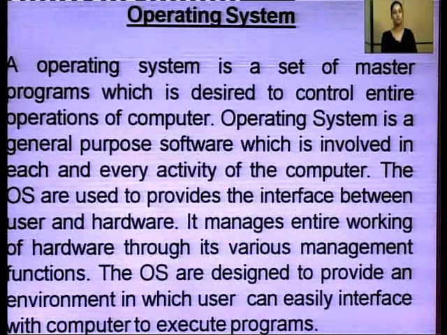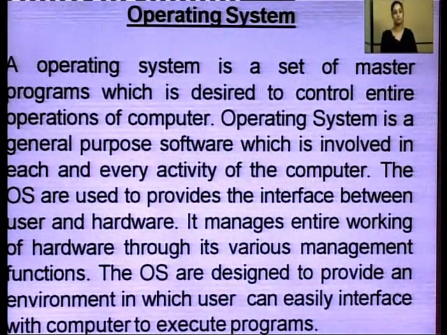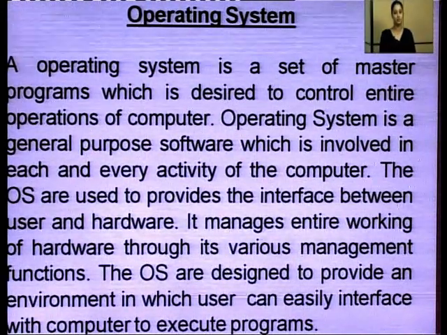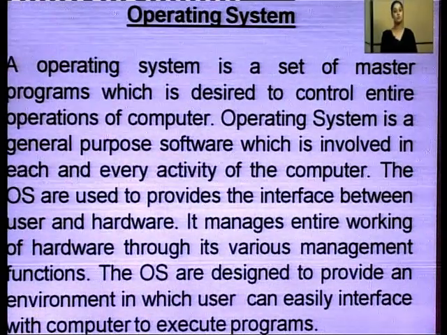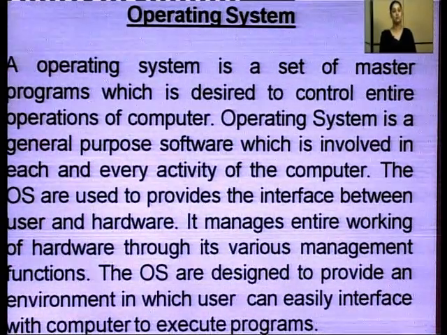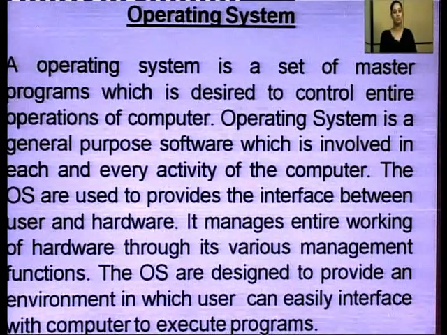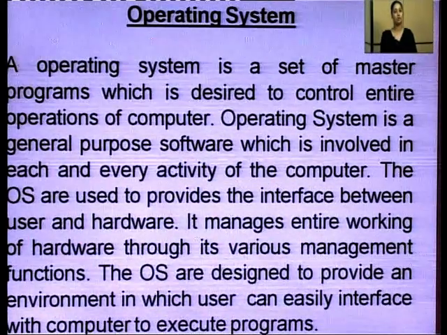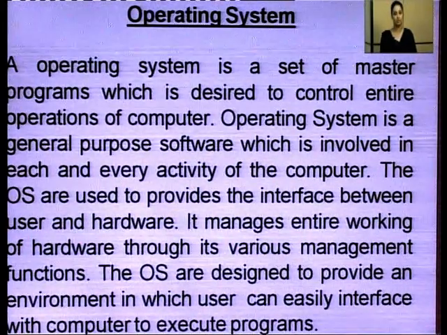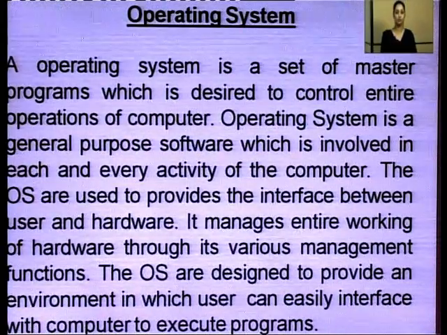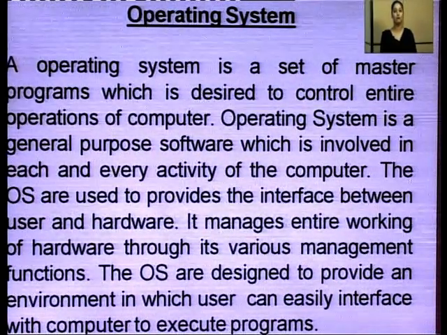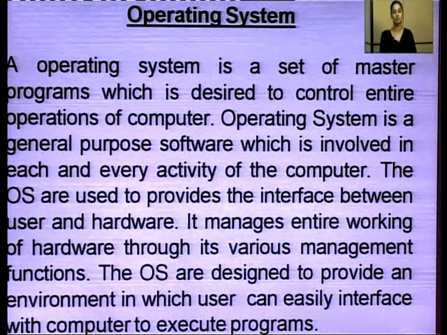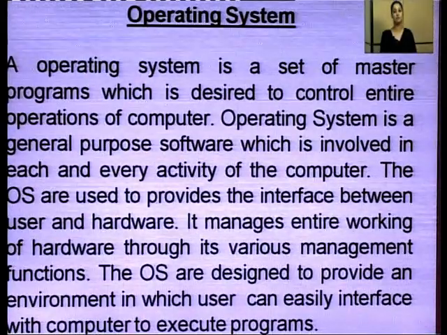Now the various types of system software. The first one is the operating system, the topic of today. The operating system is a set of master programs which is used to control the entire operation of the system. The computer is started with the operating system, and all the functions, all the minor functions, are controlled by the operating system. Without operating system, we are not able to start our system. If operating system is not present in our computer, then the system will never start.